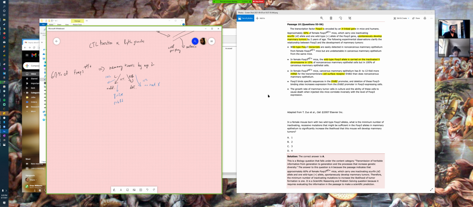FOXP3 binds specific sequences in the ERB-B2 promoter, and deletion of those binding sites increases expression from the promoter in the FOXP3 expressing gene. Okay, so I guess FOXP3 acts like a repressor. Right. Yeah, exactly. Yes. Okay.